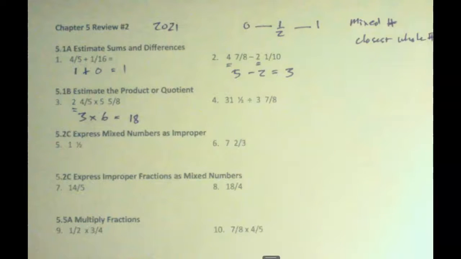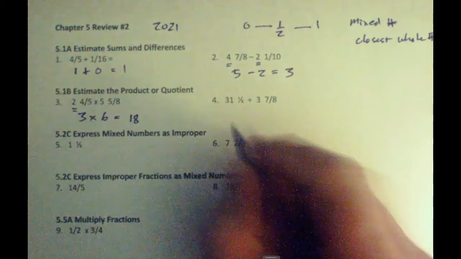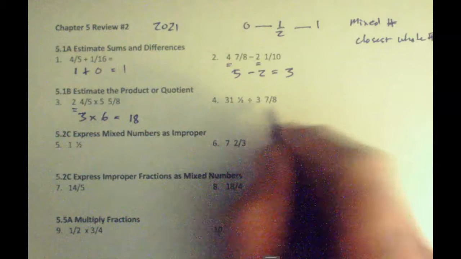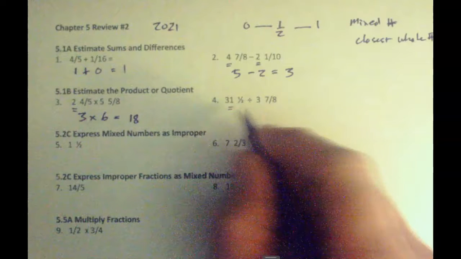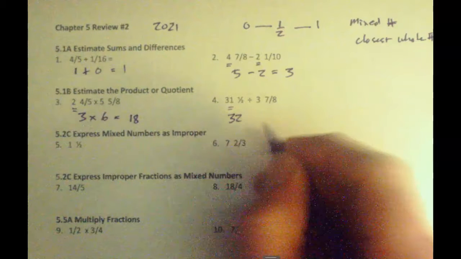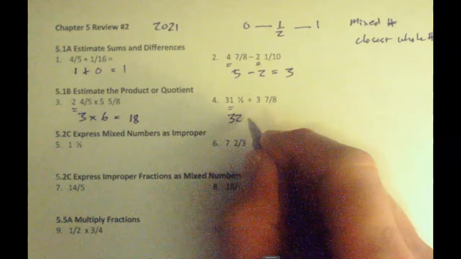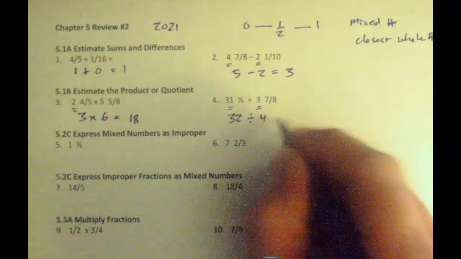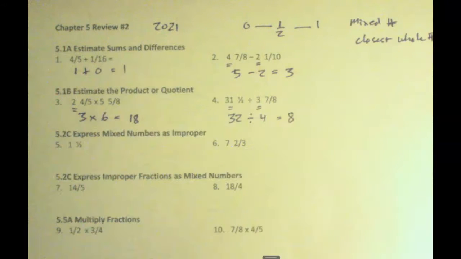All right, so this one here is 31 1/2. We're going to estimate that divided by 3 7/8. So is it closer to 31 or 32? Well, it's 31 1/2, so we're going to call that 32. I usually round up when it's on that halfway point. And 3 7/8, that's really closer to 4. 32 divided by 4 is 8.